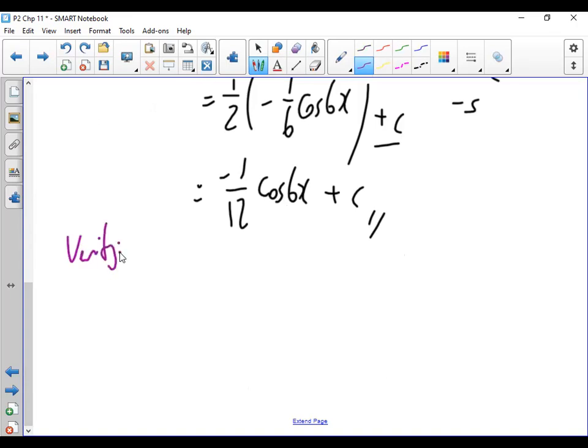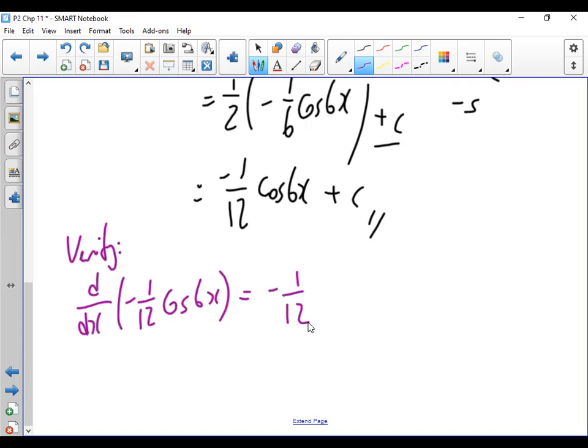How do we verify? We differentiate. If we differentiate minus 1/12 cos 6x, okay, let's differentiate. Minus 1 over 12 has nothing to do with it. Differentiating cos 6x, differentiating cos is sine, so it'll be sine 6x. And differentiating 6x will be 6. That gives minus or half sine 6x.